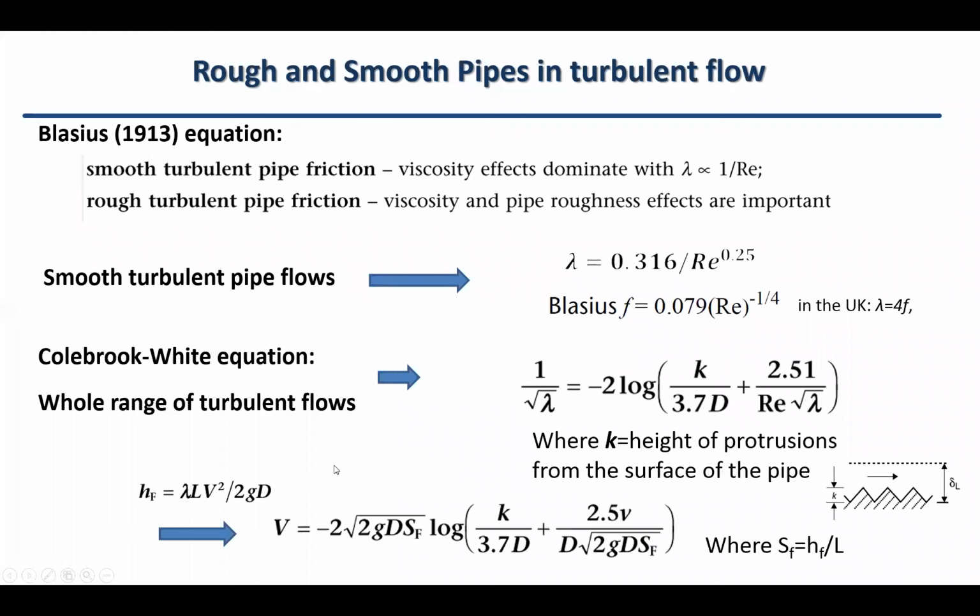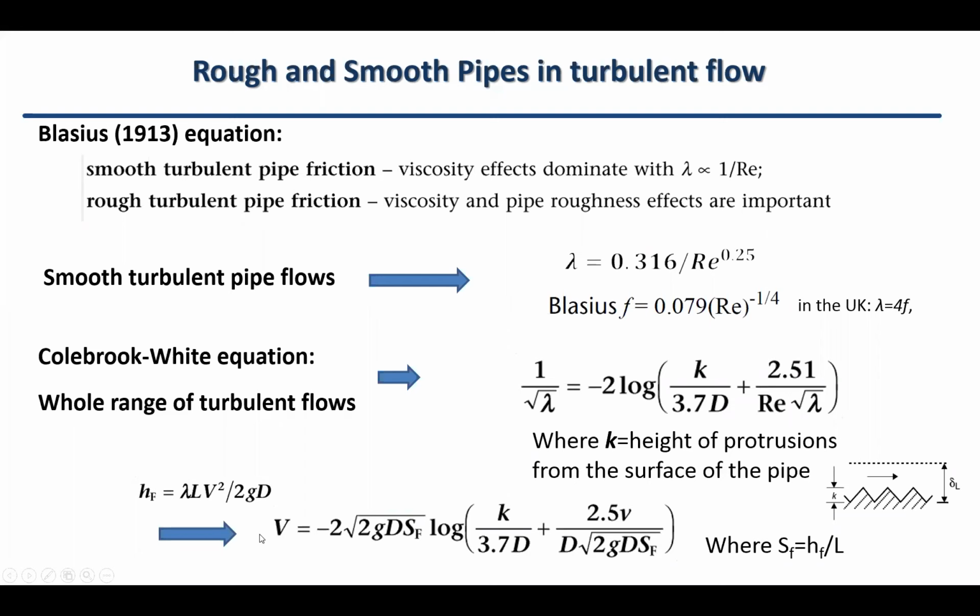In this equation, if you substitute HF, I mean, we can use HF is equal to lambda L V squared over 2GD, and replace some terms in the main equation, we can derive an equation to calculate the velocity here. Just compare these two equations and see how we can replace the values in this equation to get to this value.